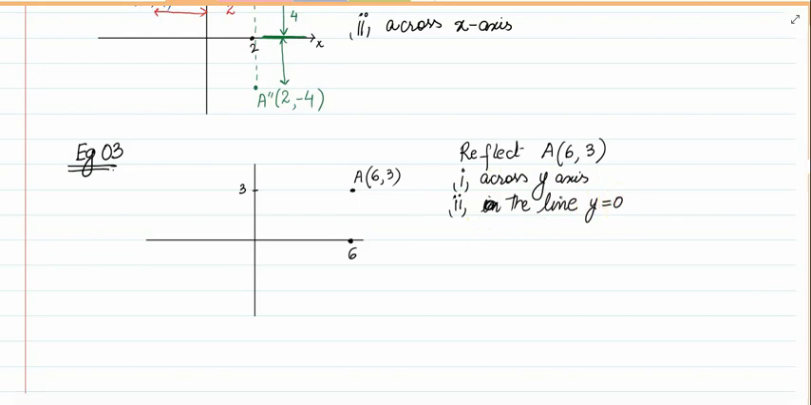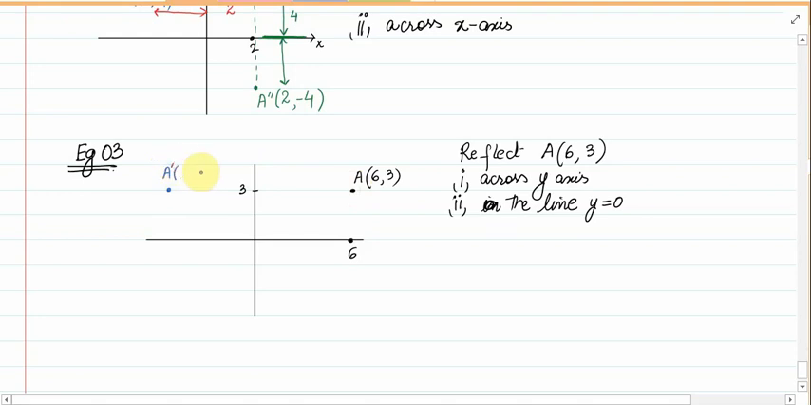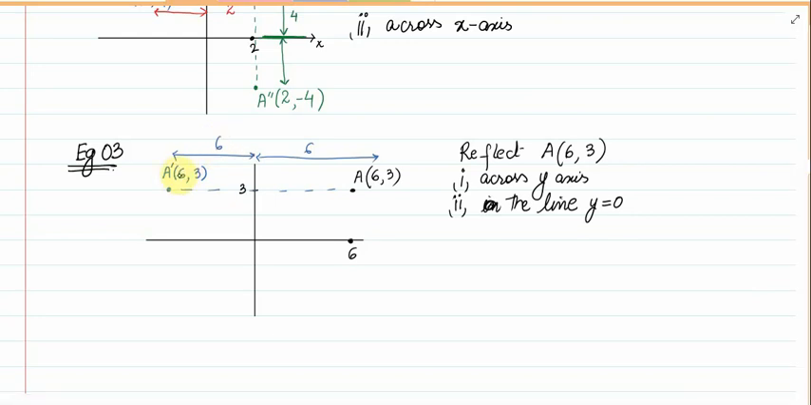Now the first part, if you reflect A across the y axis, it will reflect here. The point is A dash. If you are moving from A to A dash, it means no change in the value of y. So y is 3 here. The distance here is 6 units, so this distance should also be 6 units. But we are moving on the negative side, so it's -6. Right? So it's -6.